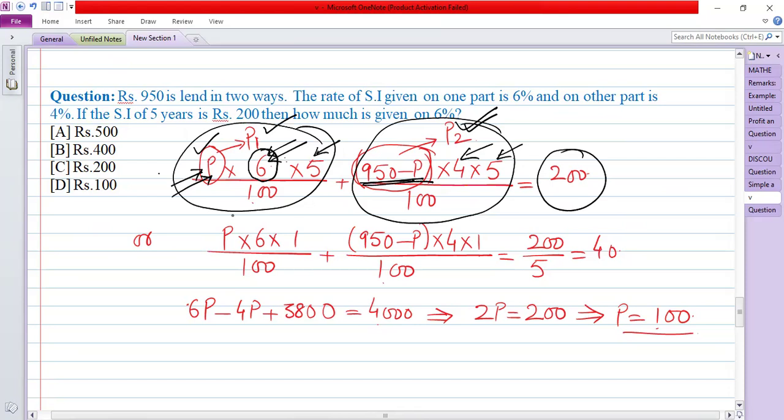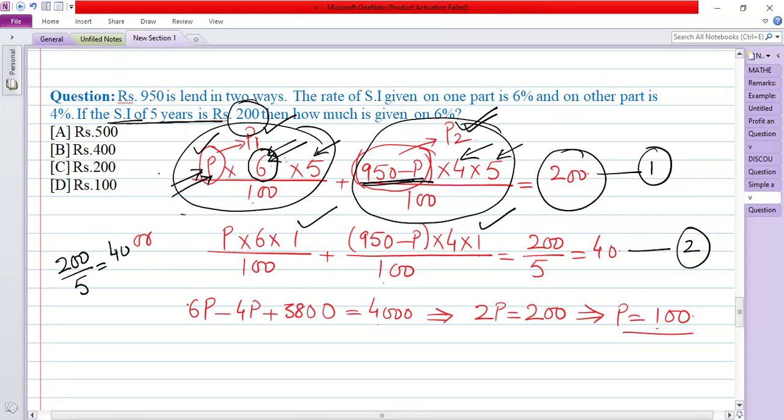Now, one can solve equation number 1, but one can directly solve equation number 2 also. Why? Because the simple interest for 5 years is 200. So for 1 year, what will be the interest? It will be nothing but 200 divided by 5, that is 40 rupees. Why so? Because in case of simple interest, the interest is same for every year. So for every year, the interest will be 40 rupees.